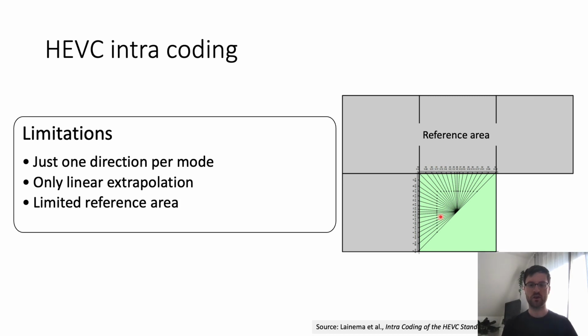When I started the research for this project, I thought about the limitations of the conventional intra coding as it is used in HEVC. Here, given a reference area, boundary samples, which are called reference samples, are continued into the block to be coded, here depicted in green. The limitations are known: for instance, per block only one direction can be used to extrapolate the boundary samples, only a linear extrapolation is possible for the directional modes, and also the used samples in the reference area are limited by one pel width or height.